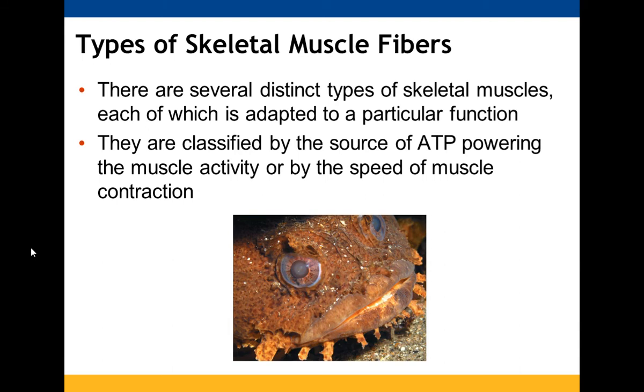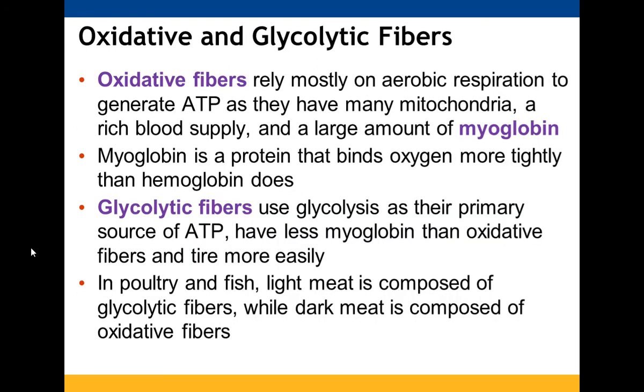There are different types of skeletal muscle fibers depending on their function. How we're able to distinguish between them depends on their source of ATP or by how quickly they contract. There are oxidative fibers that are going to rely on aerobic respiration to get you your ATP because they have lots of mitochondria, lots of blood, and lots of myoglobin present, which is able to help to bind the oxygen more tightly than hemoglobin. Then there are the glycolytic fibers, which are going to use glycolysis.